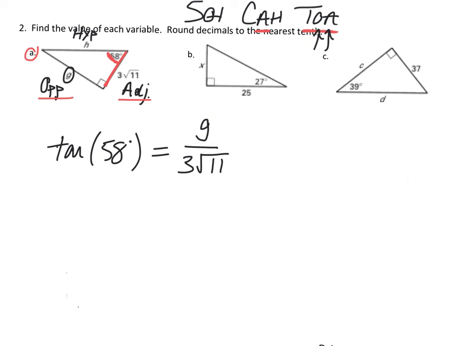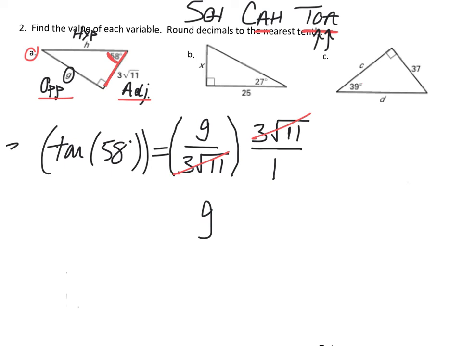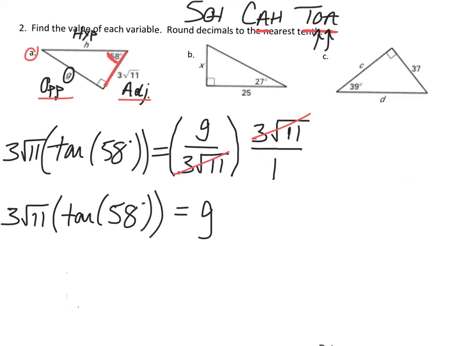So once I have my equation set up, now I have to get my variable all by itself. So let's get rid of that 3 radical 11 in the denominator. So I'm going to multiply the right-hand side by 3 radical 11 over 1. So what that's going to do for me is those two are going to cancel out, and I'm going to be left with just G on the right-hand side. But we also have to multiply the left-hand side by 3 radical 11. So now I know that G is going to be equal to 3 radical 11 times tangent of 58 degrees. So there's a lot going on there.